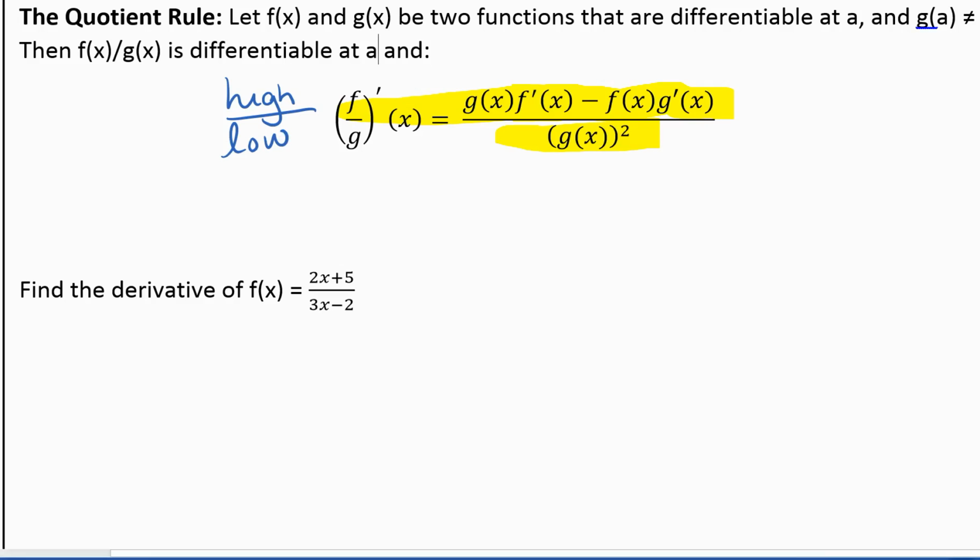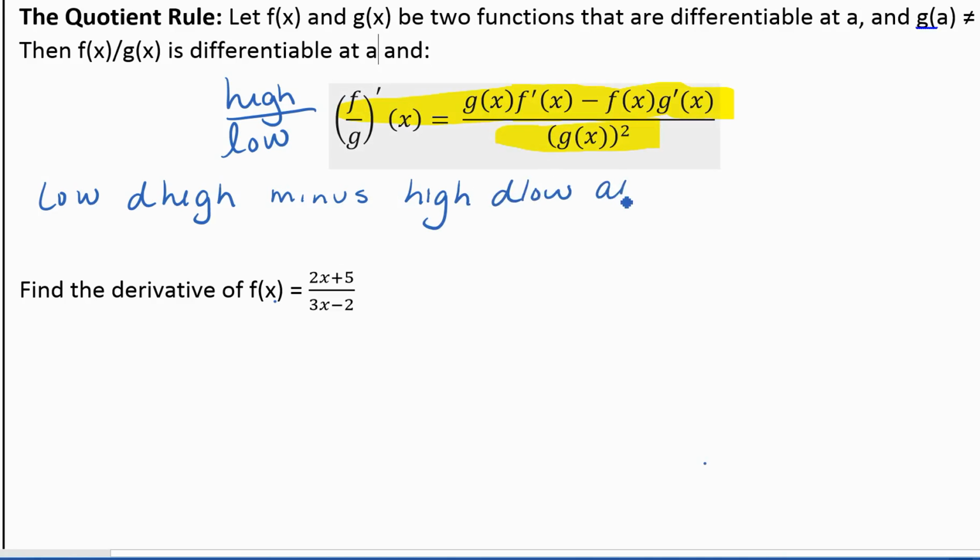Then the way you can remember this is low d high, so that's why it's the bottom function times the derivative of the top, minus high d low, all over low squared. Okay, so low d high minus high d low all over low squared.